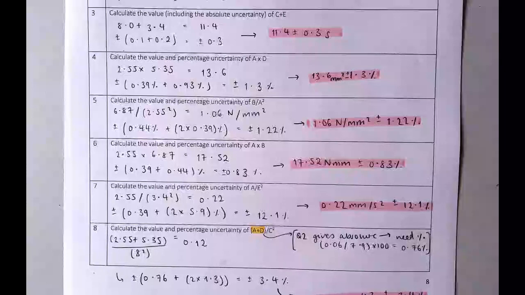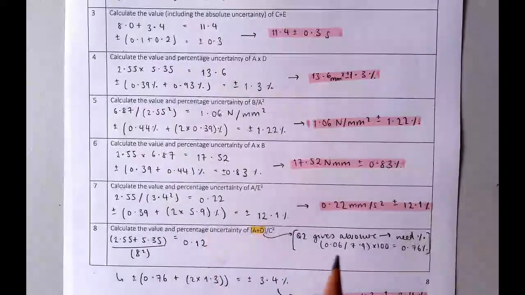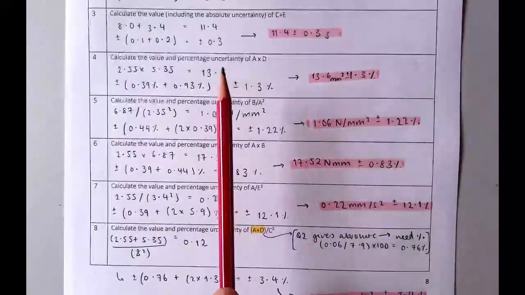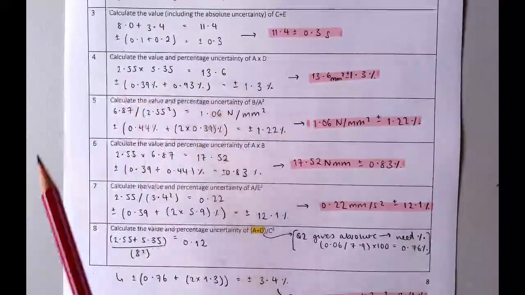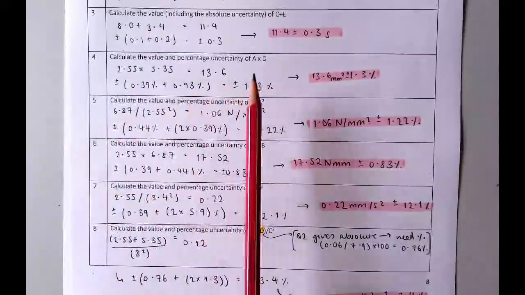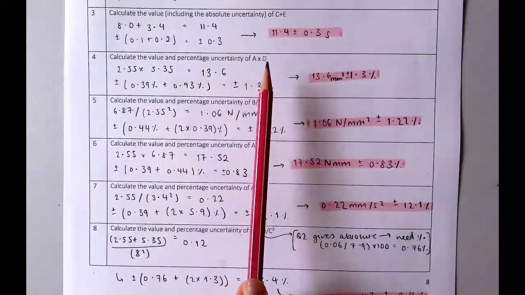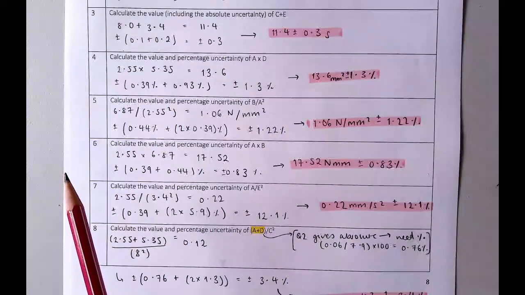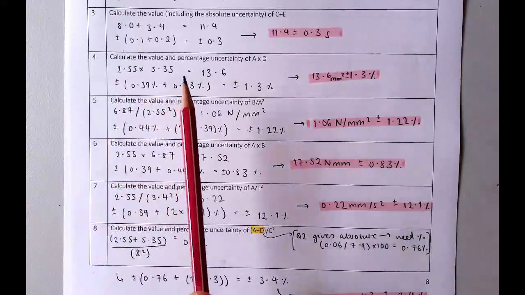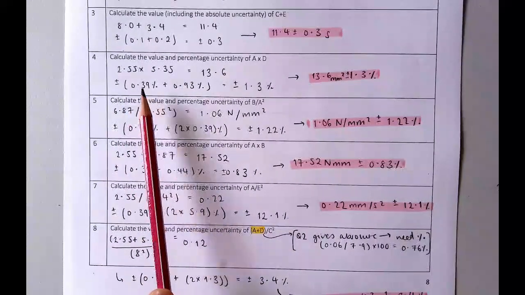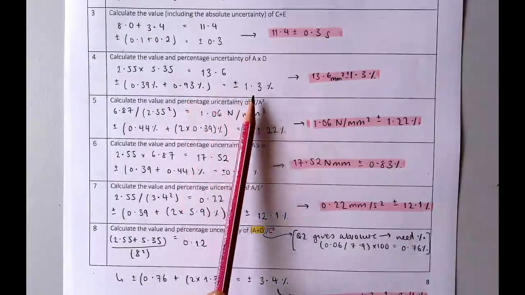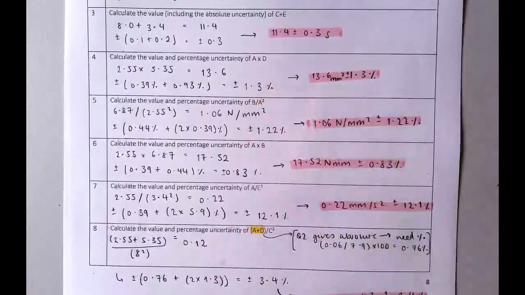So percentage uncertainty of A multiplied by D. Well, firstly, let's find the value. It's 13.6, just multiply numbers together. And when we are multiplying data, we add their overall percentage uncertainties. So we'd worked out in question 1 the individual, and then we just add the percentage of A to the percentage of D to get our total value.